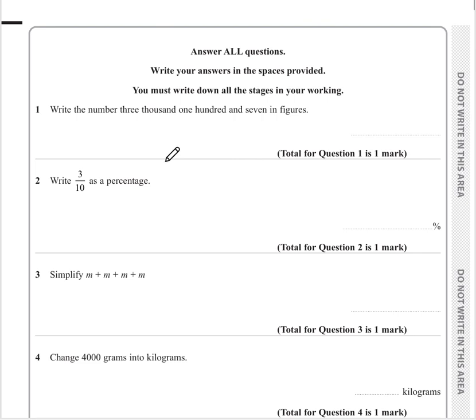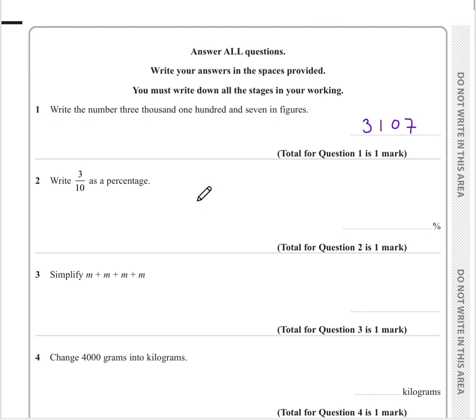Question 1. Write the number 3,107 in figures. So 3,100, nothing in the tens column, and 7 in the units.